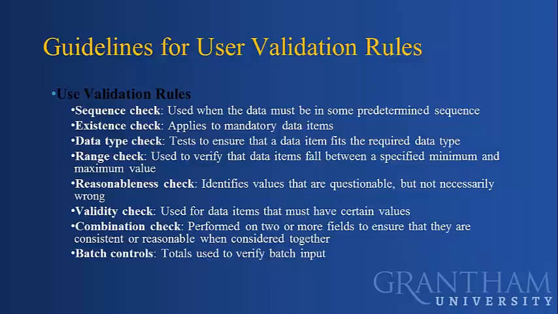Reasonableness check identifies values that are questionable but not necessarily wrong. Validity check is used for data items that must have certain values. Combination check is performed on two or more fields to ensure that they are consistent or reasonable when considered together. Batch controls, totals used to verify batch input.